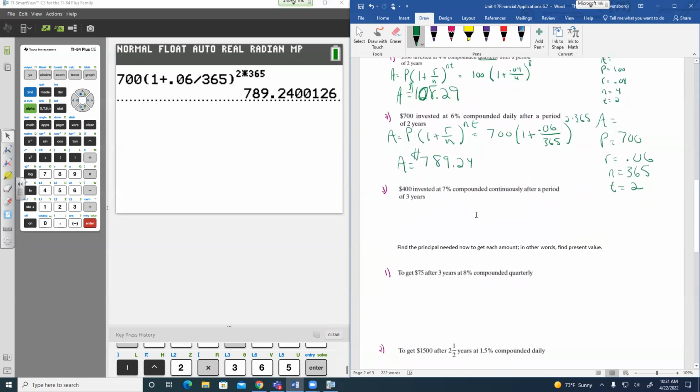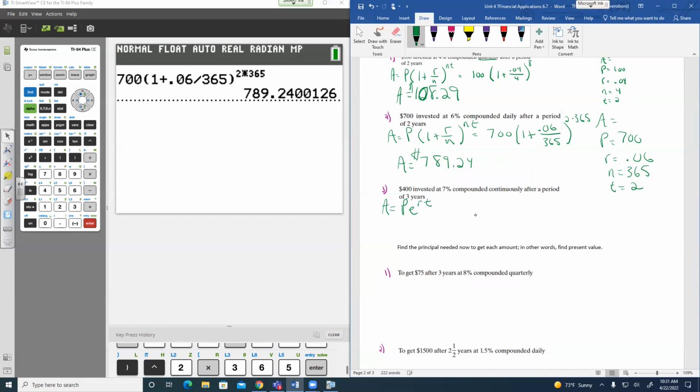So let's look at another example. We have an investment that's $400 at 7% compounded continuously after a period of 3 years. Since it says compounded continuously, that's the hint of what formula we use. So this is not going to be the other one. This is going to be the PERT formula. So A equals P times e to the rt.